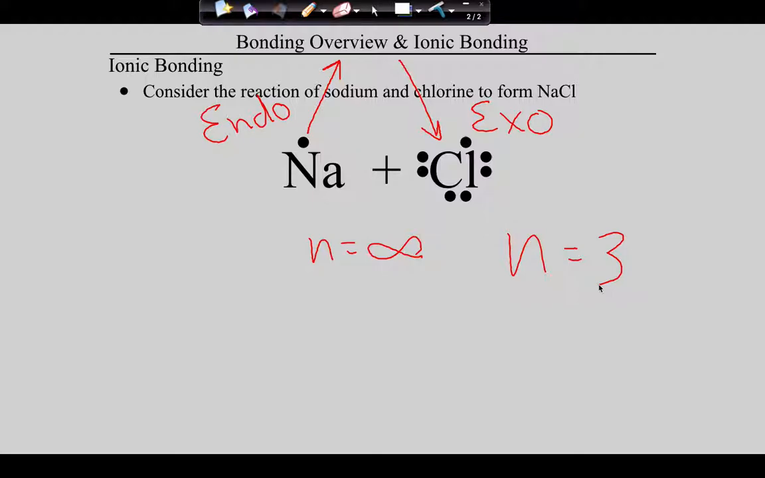What if this is biggest? What if the exo is bigger than the endo? What will the overall thing be? Exo, right? Energy will come out. What if the endo's bigger? Then it's going to be a net energy gainer. Guys, does that make sense?